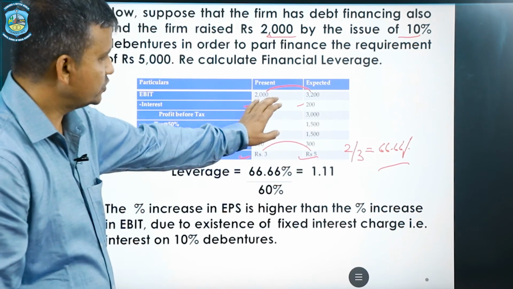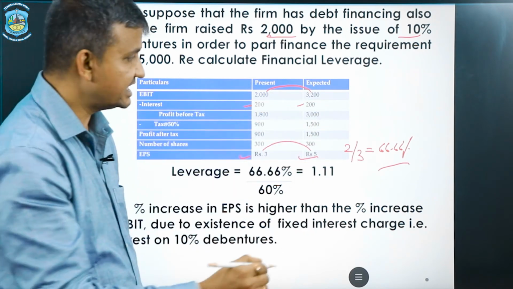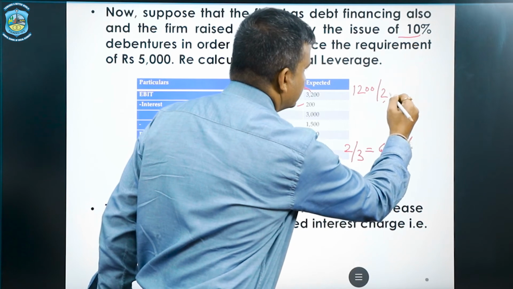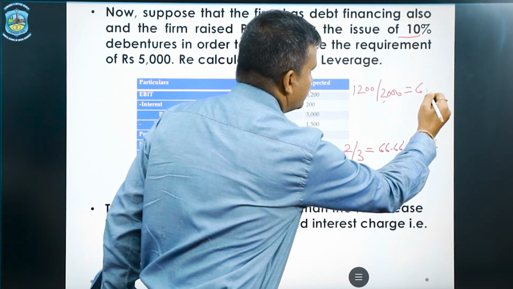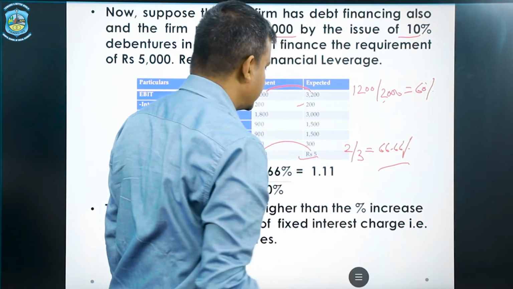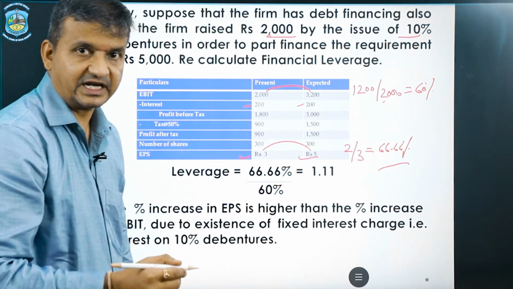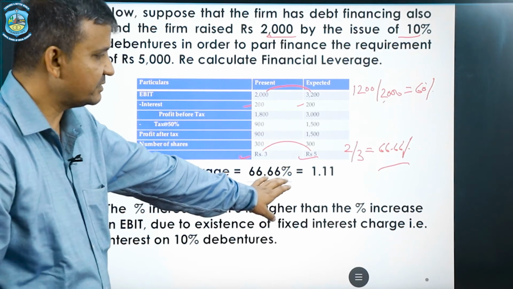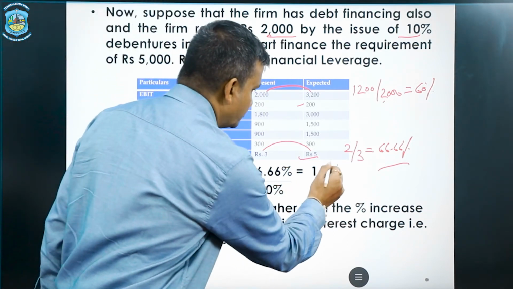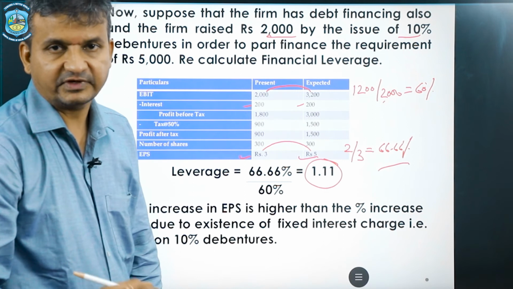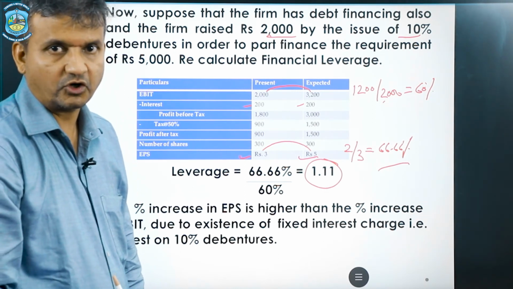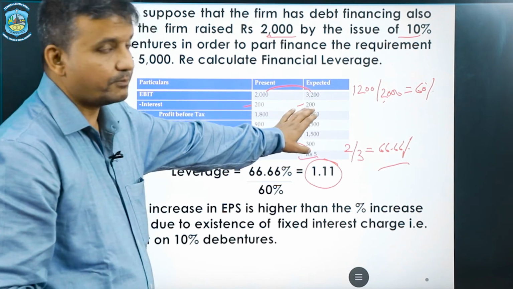EBIT is from 2000 to 3200. There is an increase of 1200 and the base is 2000. So that gives you 60%. So you will see the financial leverage is 66.66% divided by 60%, that gives you 1.11. Now you will see that financial leverage is more than 1 simply because of the interest component which is there in the cost structure.